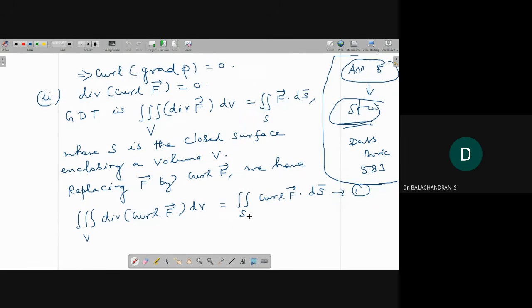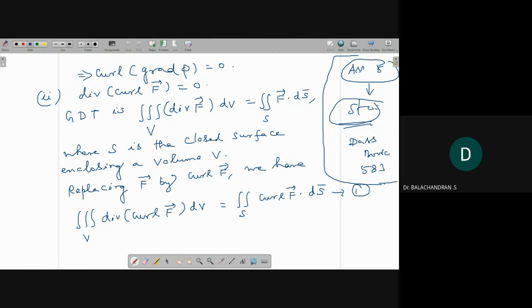But here S is a closed surface. If S is a closed surface, then you can't use Stokes theorem. So that's why I'm going to convert this closed surface into an open surface.